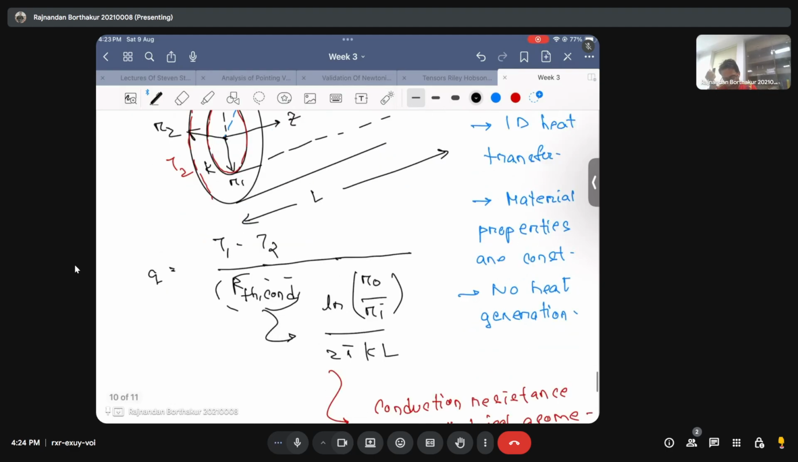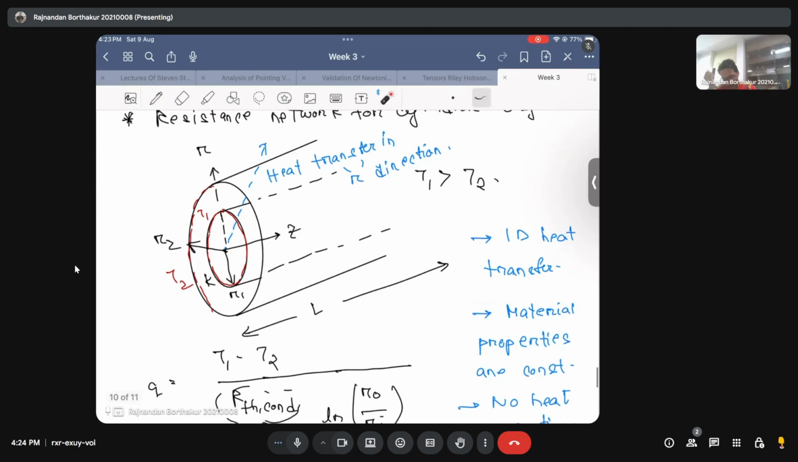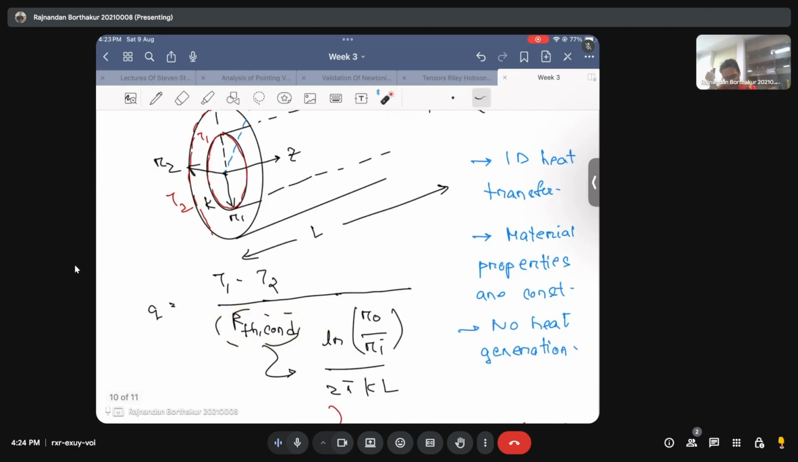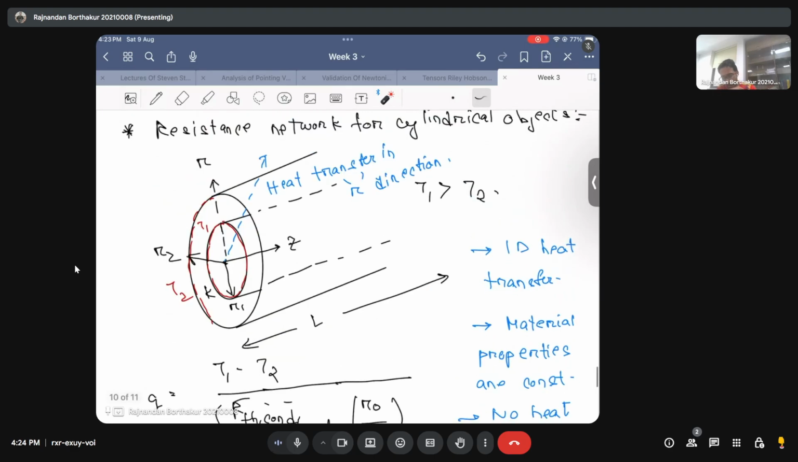So now at least you know what the resistance due to conduction is. It is just ln of r0 by ri divided by 2 pi kl. There is one more useful concept: you can now assume that there is a flow of air taking place from the outer surface of the cylinder.